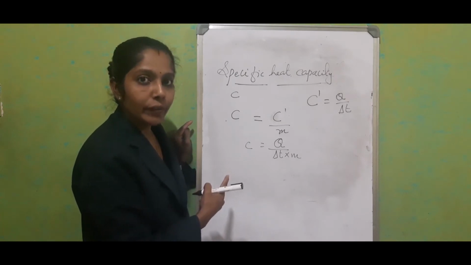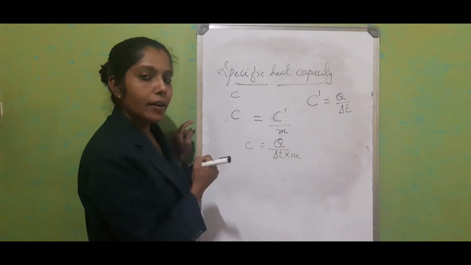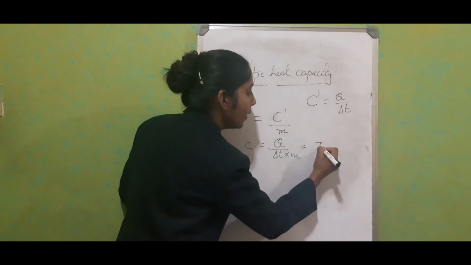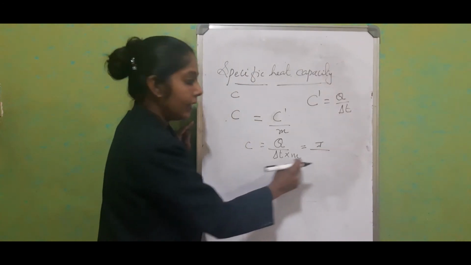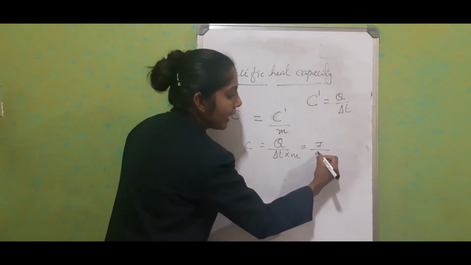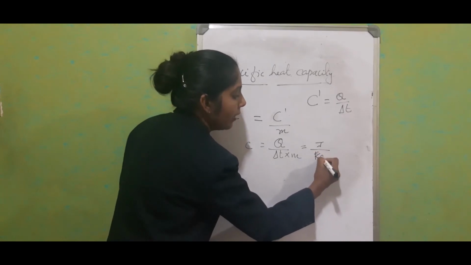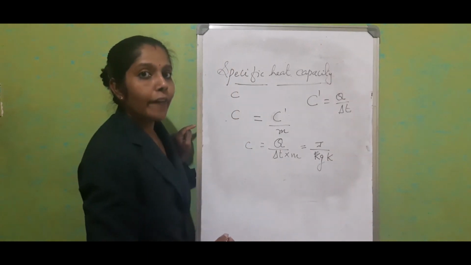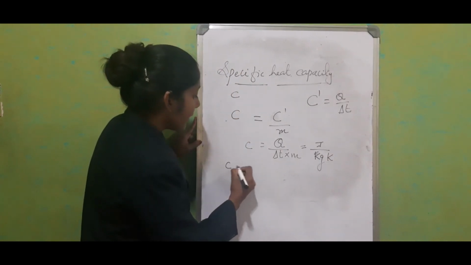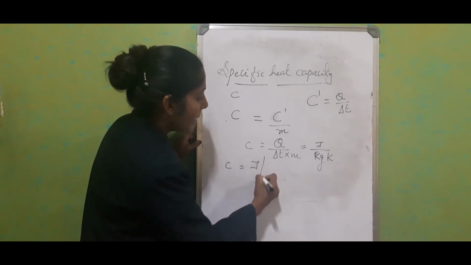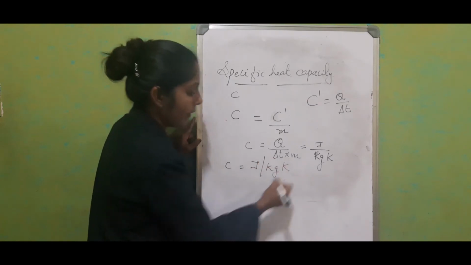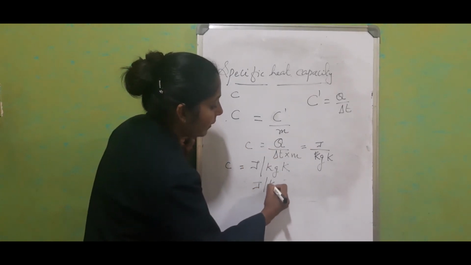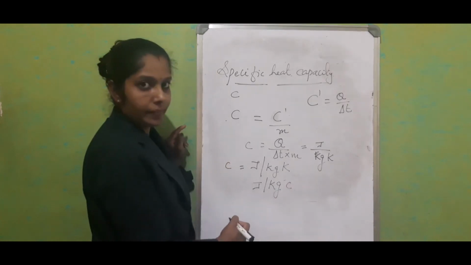Shall we find out the unit for this one? What is the unit of heat energy absorbed? It is joule, divided by M, kilogram, and delta T, Kelvin, the SI units. So the unit of specific heat capacity c is joule per kilogram Kelvin. Or in terms of Celsius, we can write joule per kilogram Celsius.